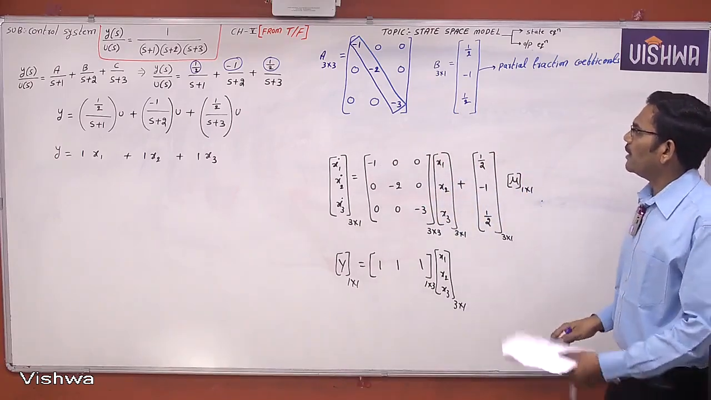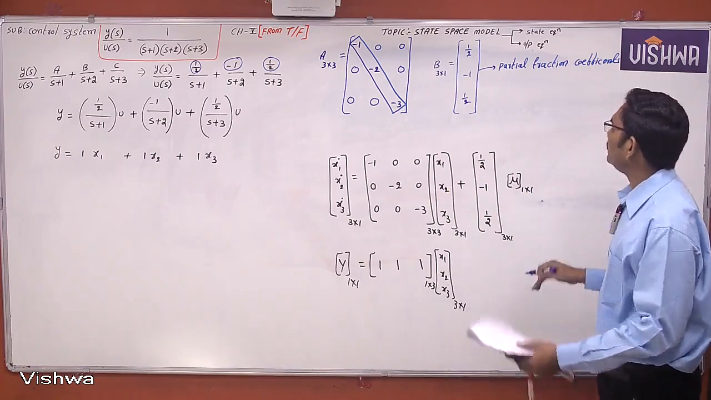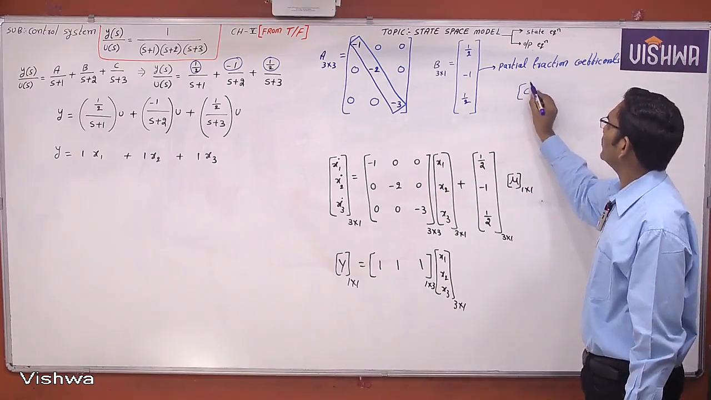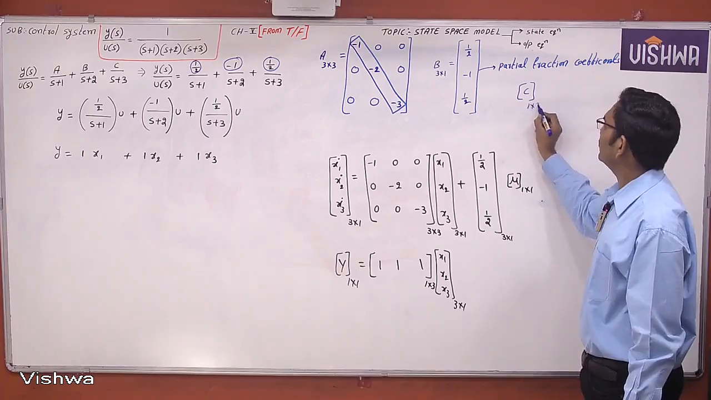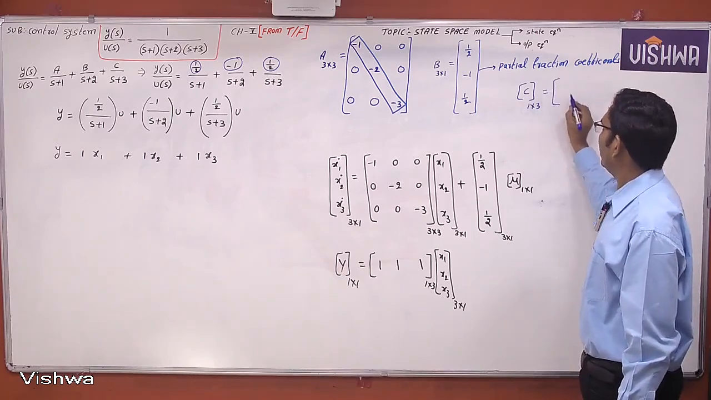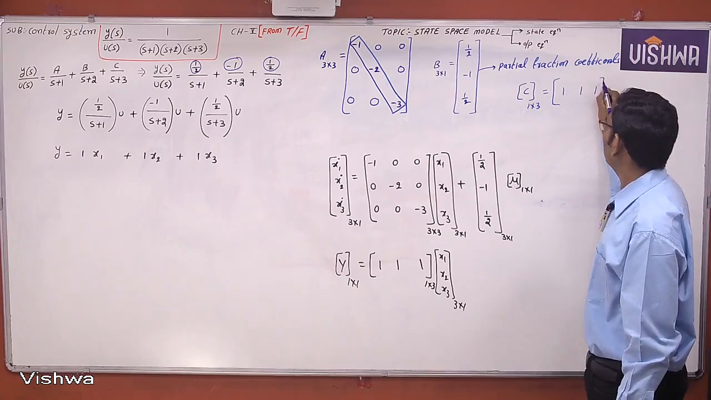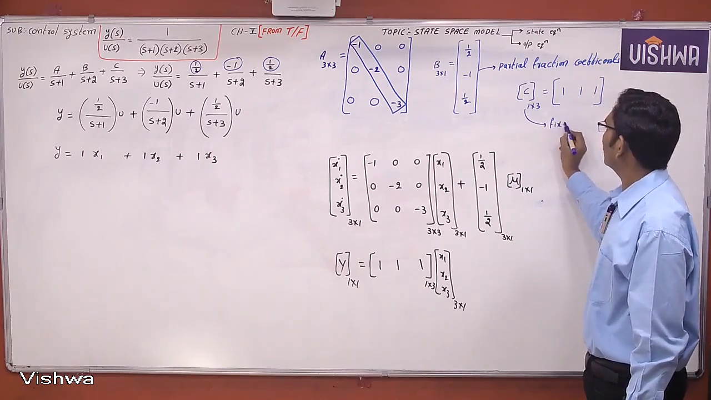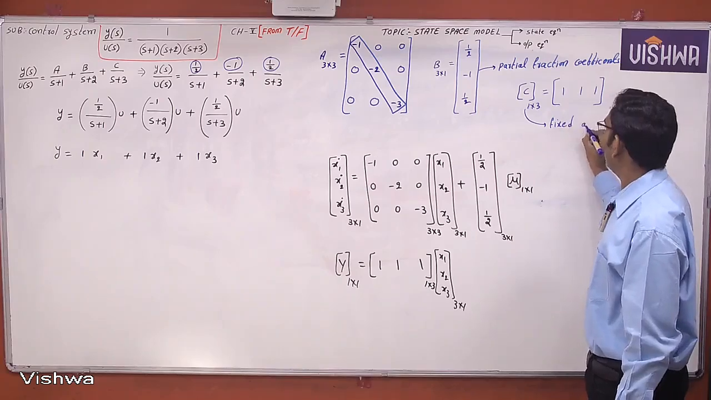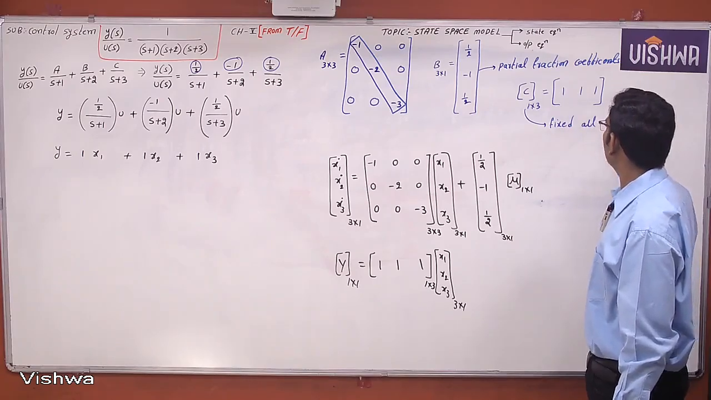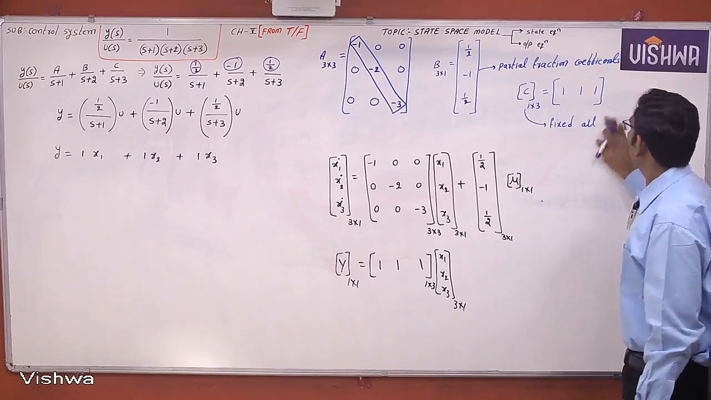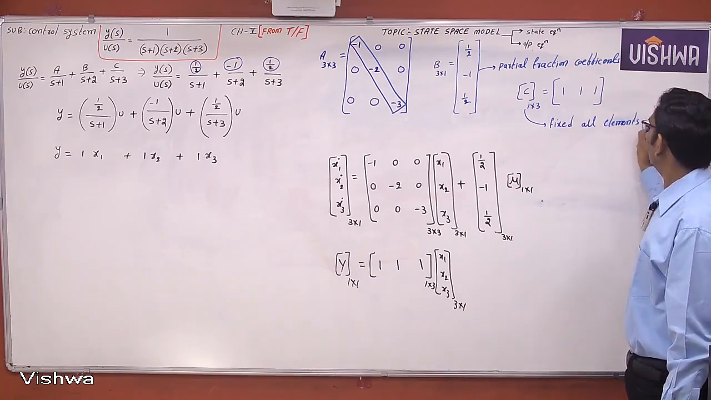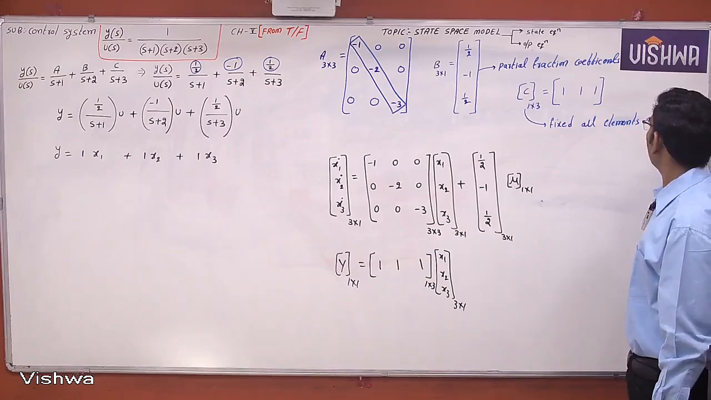Next, now the C matrix. The C matrix is a fixed matrix. All elements are 1, 1, 1. The C matrix is fixed. All are ones. All elements are ones only.